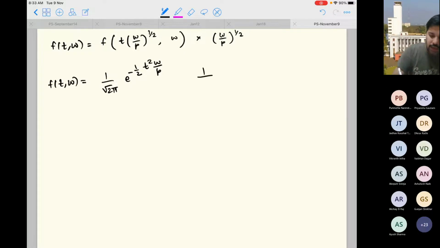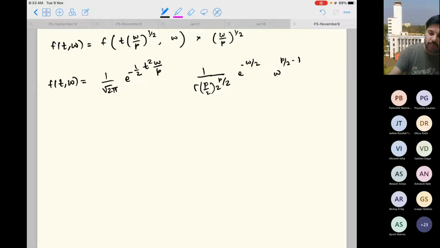And then the next part is 1 upon gamma P by 2 to the power P by 2, right? So this is what you had. Then you had e to the power minus V by 2. So V is only substituted by W. So you get this. Then you have V to the power P by 2 minus 1. So V is basically W. So P by 2 minus 1.